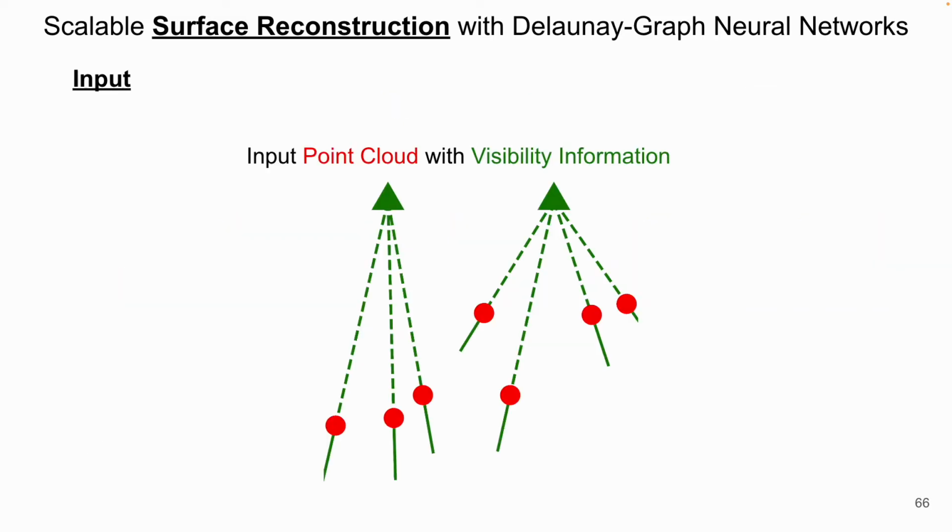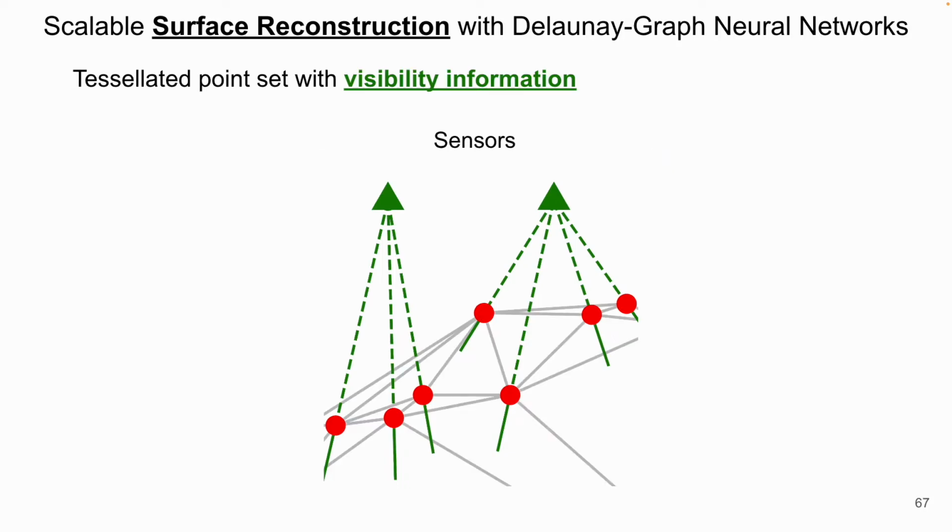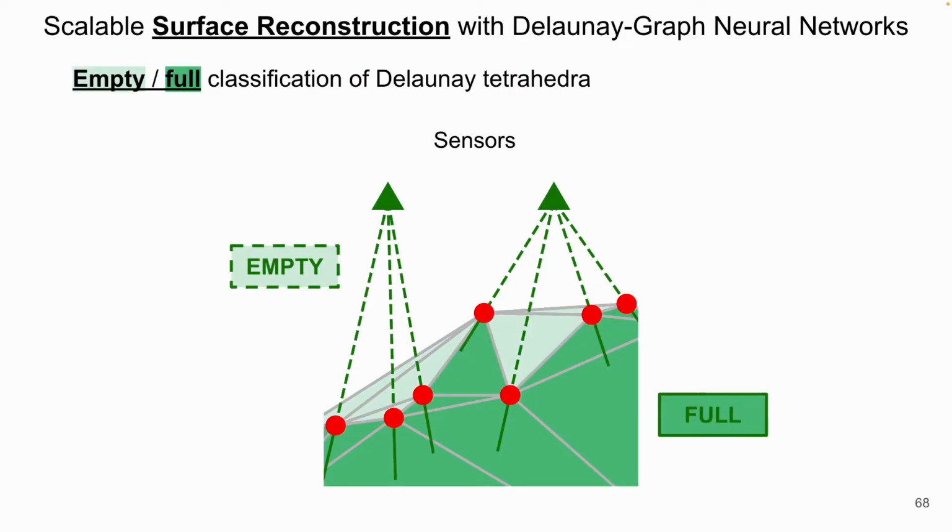So the method starts with an input point cloud, and as I've shown before, for most acquisitions we also know the position of the sensor that recorded the points. And the point cloud is then triangulated with a 3D Delaunay triangulation. And the cells that lie between a sensor and a point have evidence now to be empty, because they're crossed by this line of sight. And all cells that lie directly behind the point are usually full.